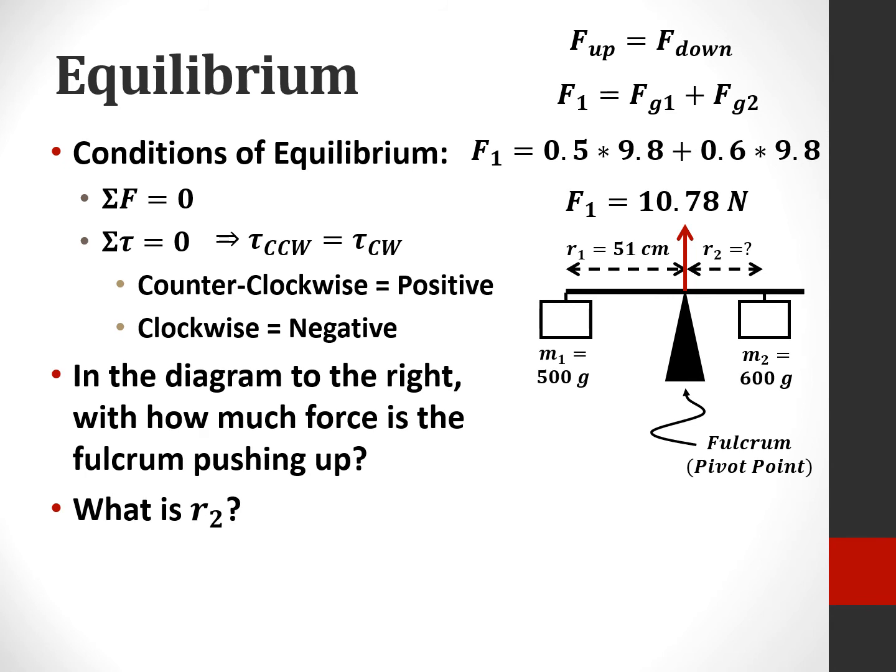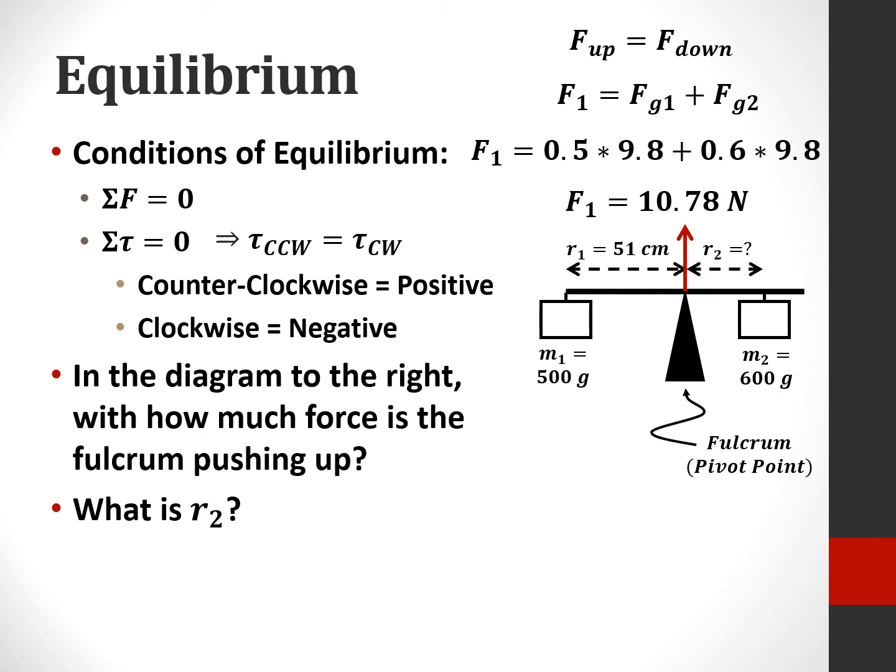So what's R2? What's the distance of the 600 gram mass from the fulcrum? We're assuming, by the way, that this bar right here, whatever this is, is already balanced, or it has no effect on the torque of the system. There are sometimes when it does have a torque on the system, and that's when the fulcrum is not at the center of balance of whatever that is. So what is the distance of the 600 gram mass?